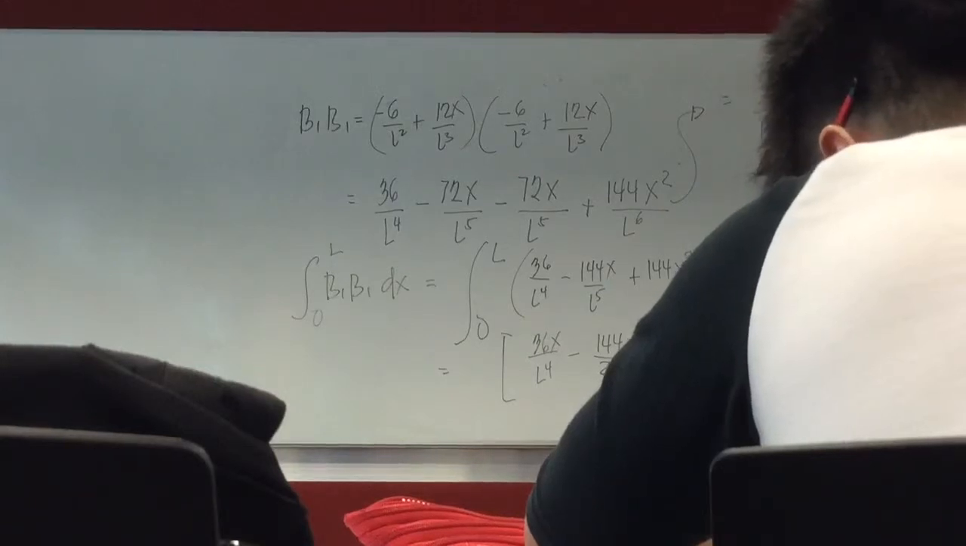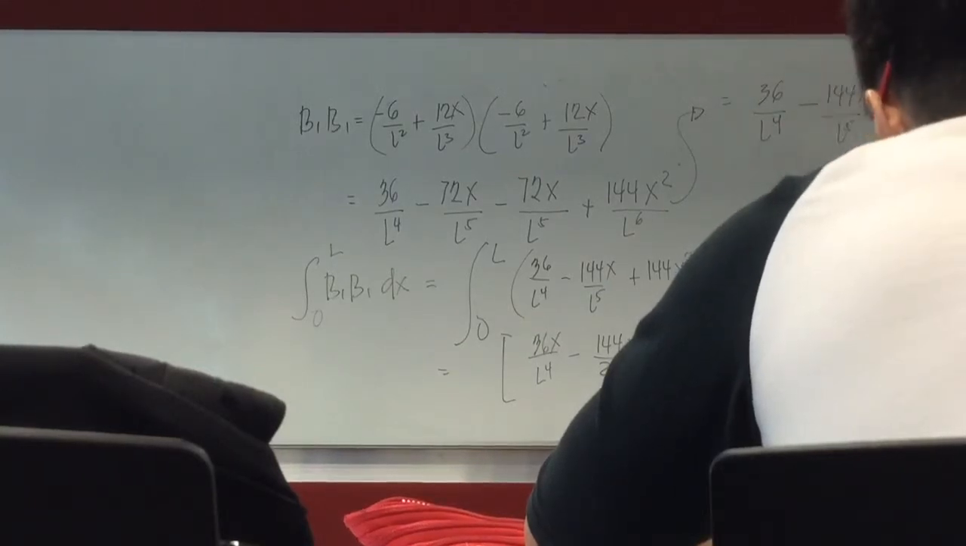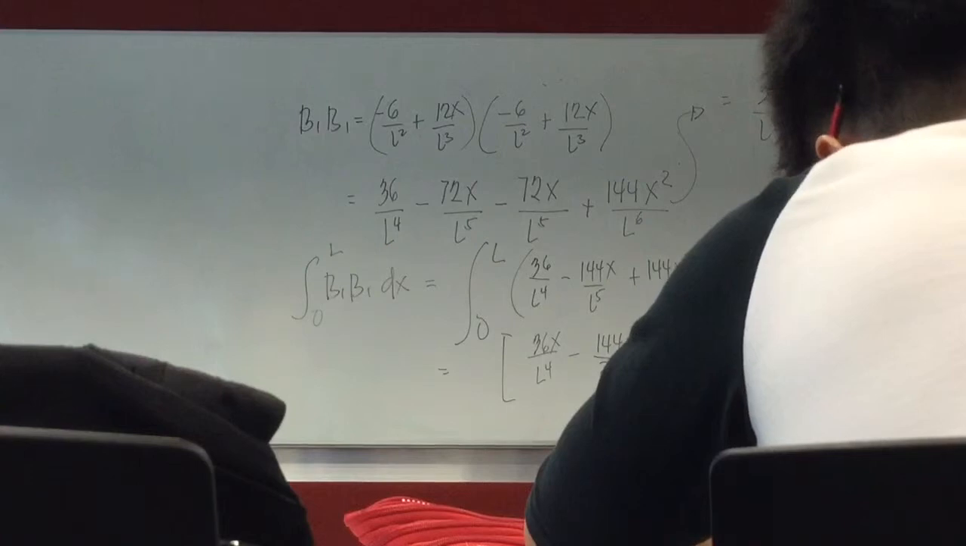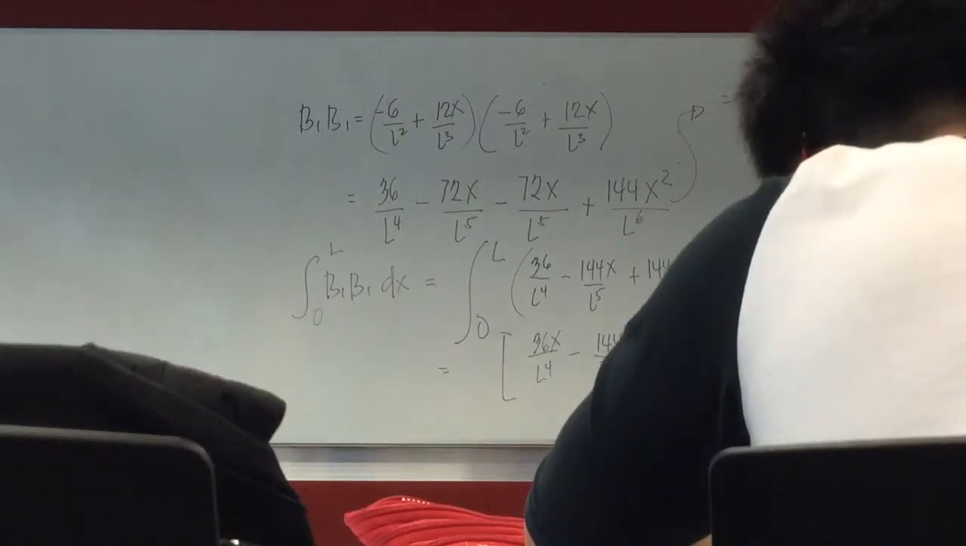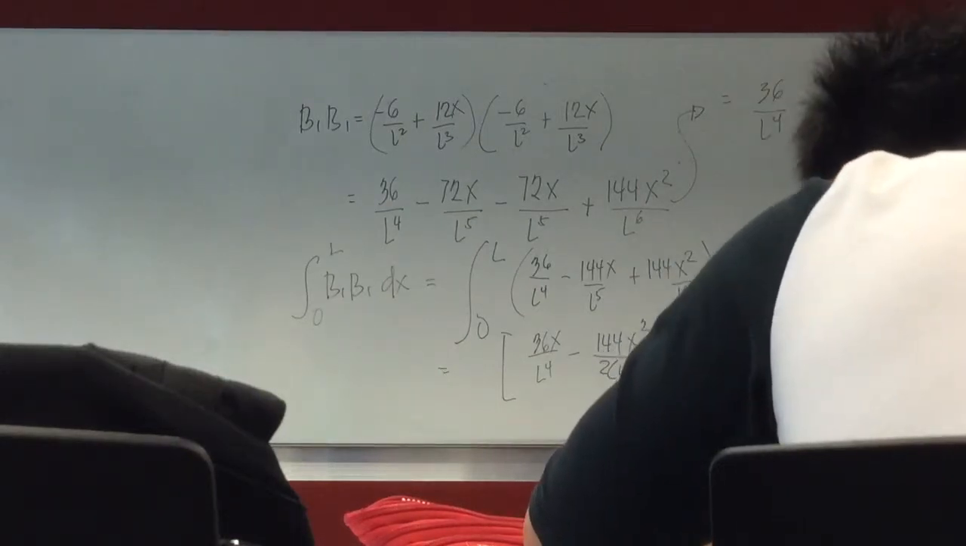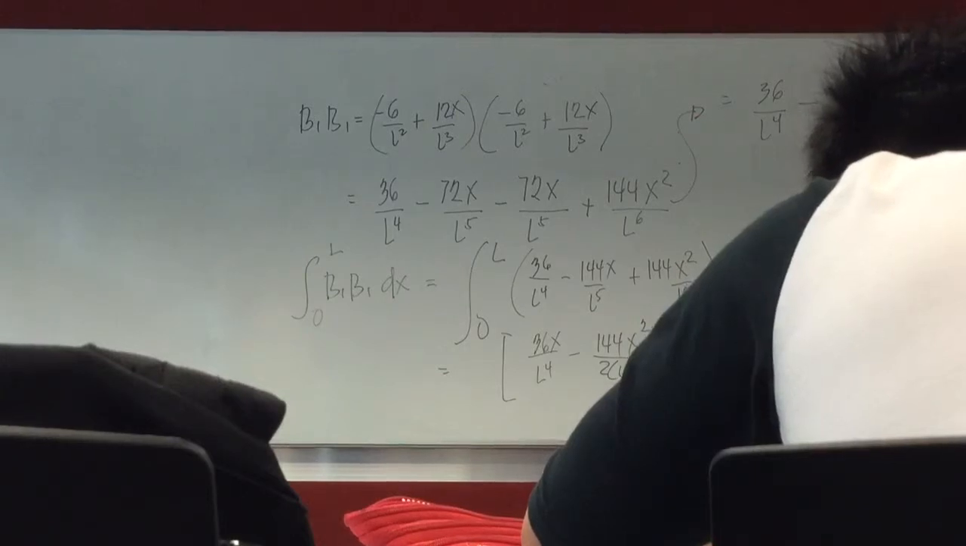It will be symmetrical. B1, B2, B2, B1. So we just want to determine the values here and here. So it will be symmetrical. But in the meantime, this, 1, 2, 3, 4, 5, 6, 6 more.